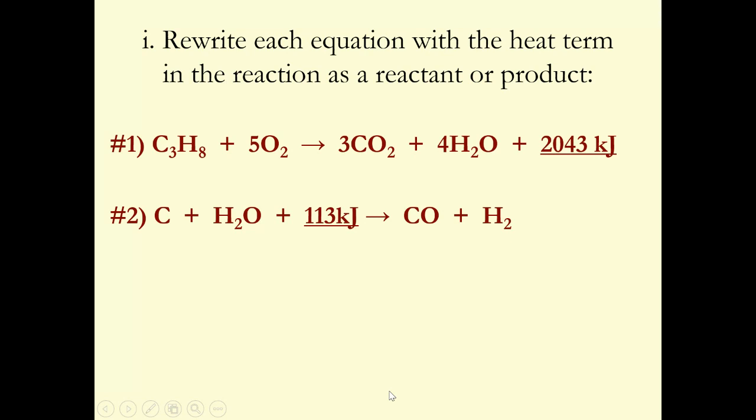So we're going to rewrite the equations shown on the diagram to include the heat in the reaction. Reaction number 1 is exothermic. Heat is produced, so it goes on the product side with the products. Reaction number 2 was endothermic. Heat is required for the reaction to occur, so it goes on the reactant side, just like carbon and water are required, so is 113 kilojoules of energy in order for the reaction to happen.